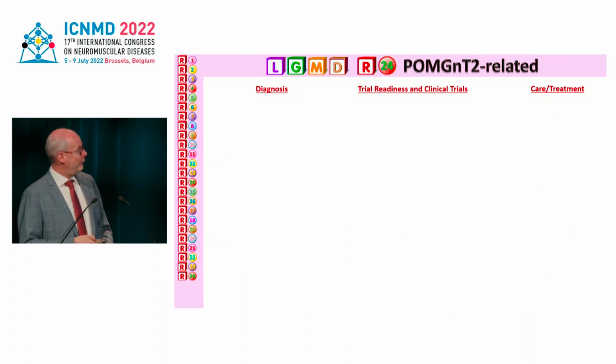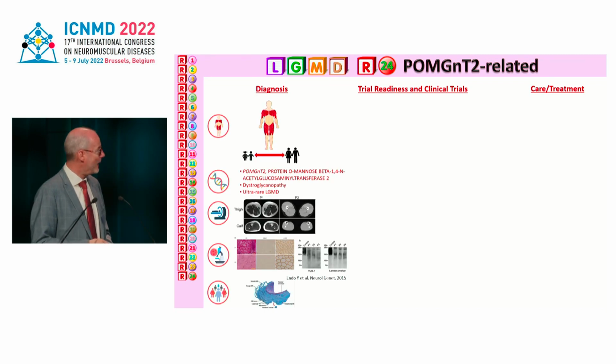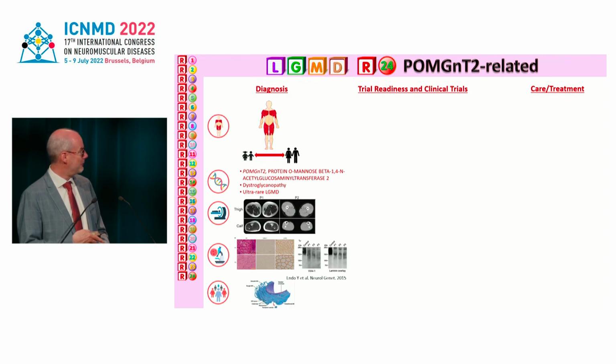Then R24, POMGNT2, I mean, that's an extremely rare dystroglycanopathy with a limb-girdle phenotype. It's a protein O-mannose beta-1,4-N-acetylglucosaminyltransferase 2, one of the longest names for one of the proteins. There are, I think, worse ones. And in terms of the diagnosis, look at laminin overlay or glycosylation of dystroglycan. You can also see that there's a deficiency when you look at dystroglycan glycosylation on immunohistochemistry.